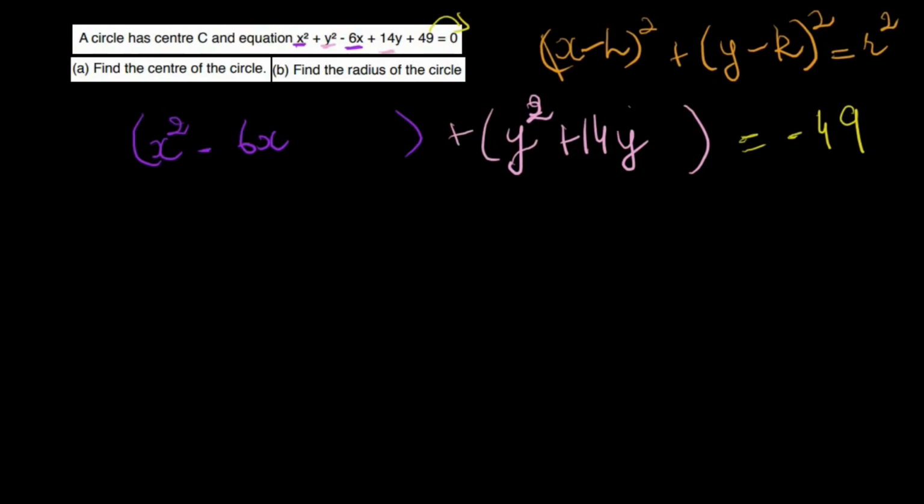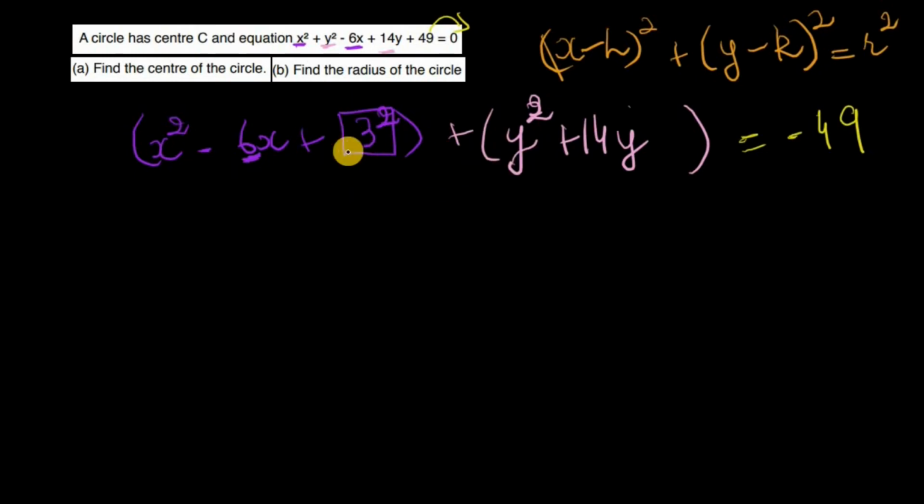So now to complete the squares, I need to add something to make this a perfect square. So what do I add here? Essentially I just need to take half of whatever this term is and square it and add it right here. So in this case, 6 divided by 2 is 3. So I'm going to add 3 squared here, right?